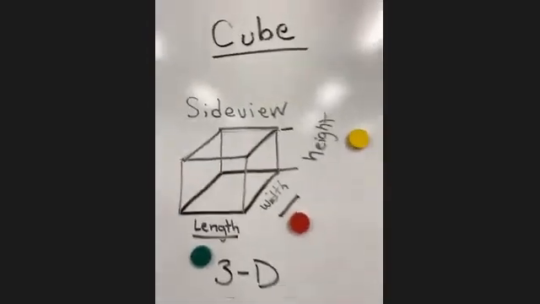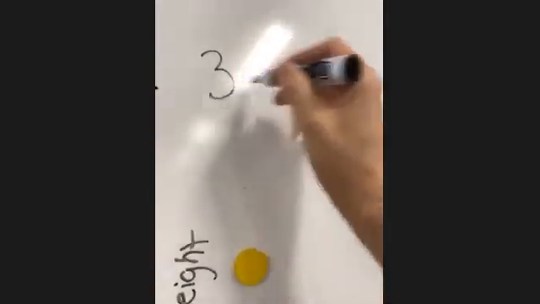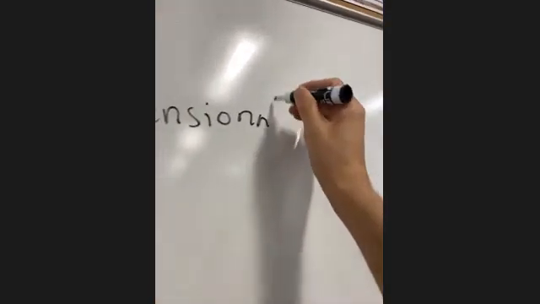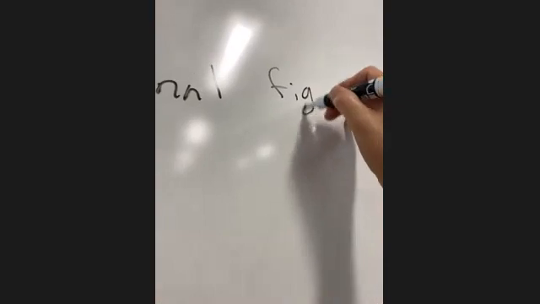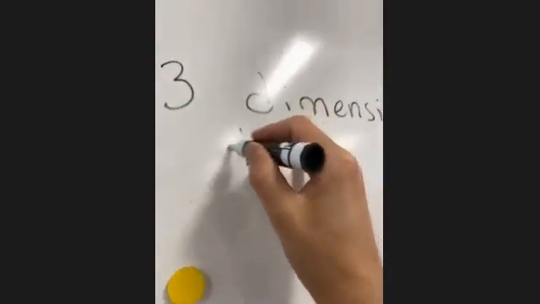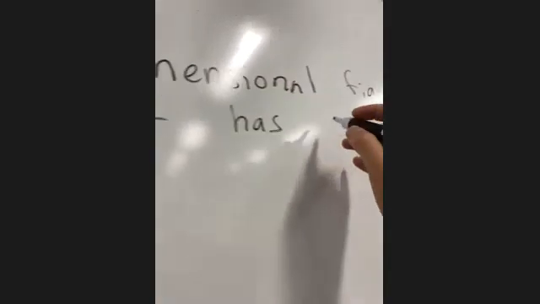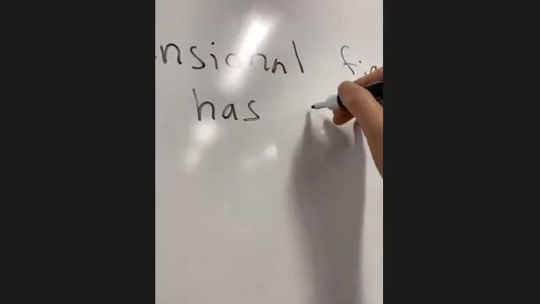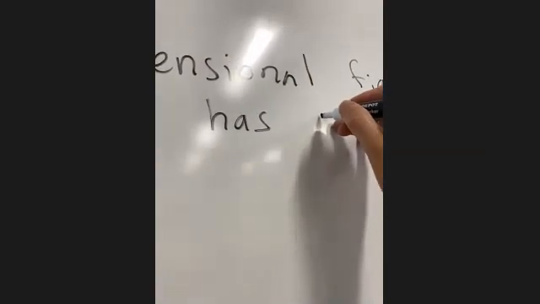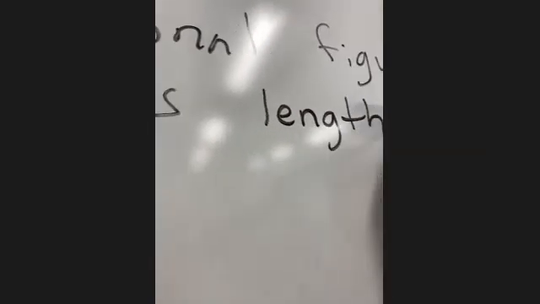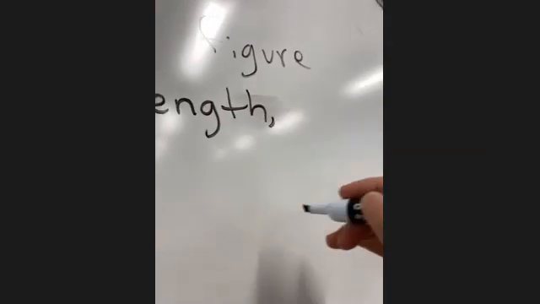A cube is a three-dimensional figure that has length. I misspelled that, sorry about that. It has length, comma, what else?